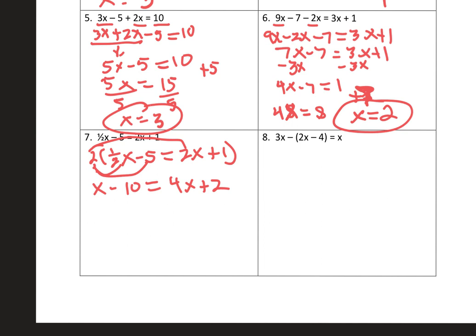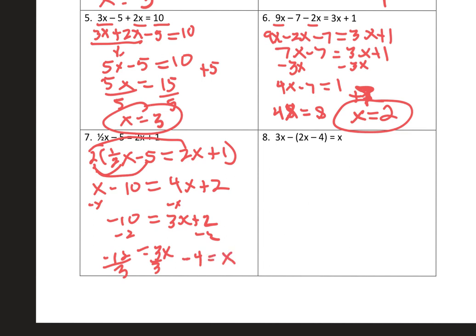So we will subtract x from both sides, and we'll get negative 10 equals 3x plus 2. We'll subtract 2 from both sides. We get negative 12 equals 3x. When we divide by 3, we get negative 4 is equal to x. So we have x equals -4.